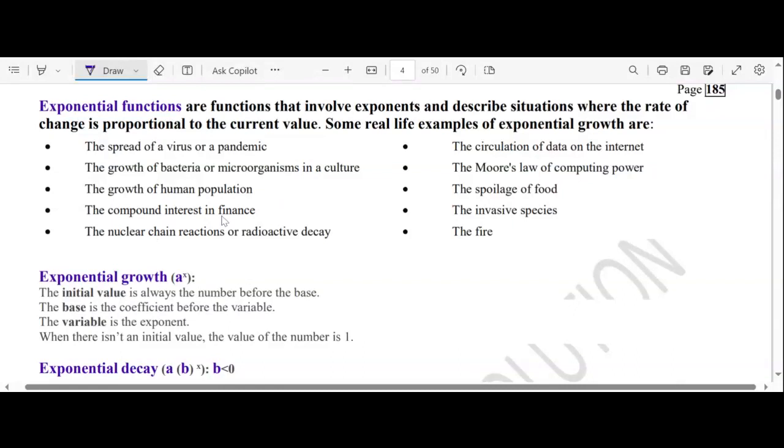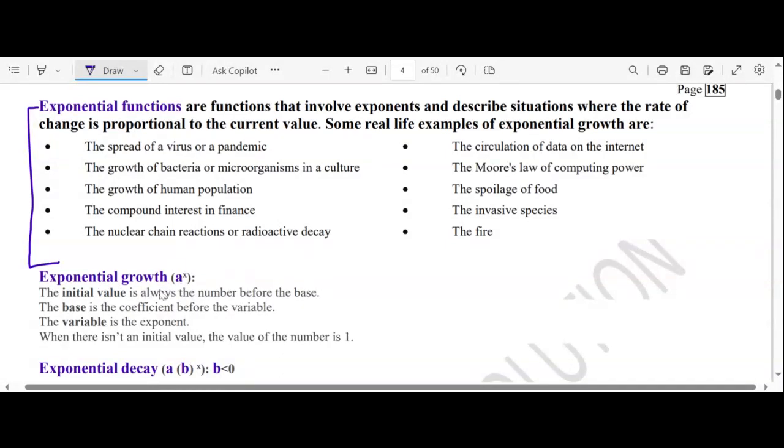Compound interest in finance as well. That's another example. Nuclear chain reaction or radioactive decay. All of these are examples of exponential functions. Okay. So as we said, exponential growth.